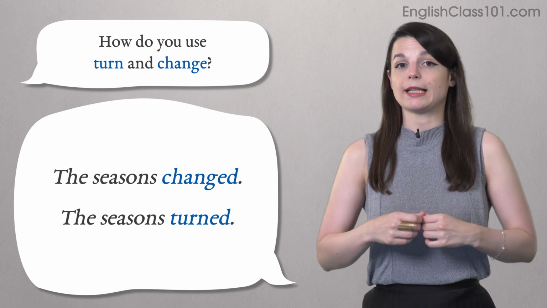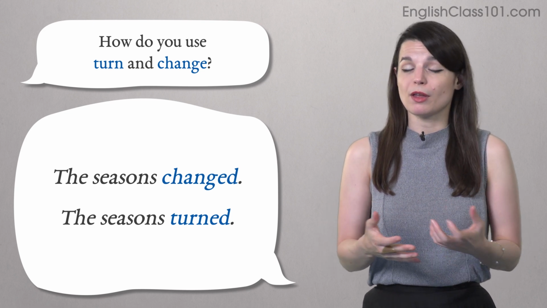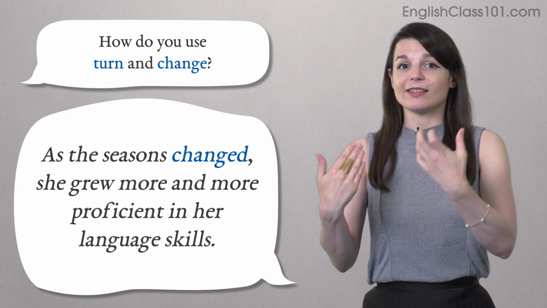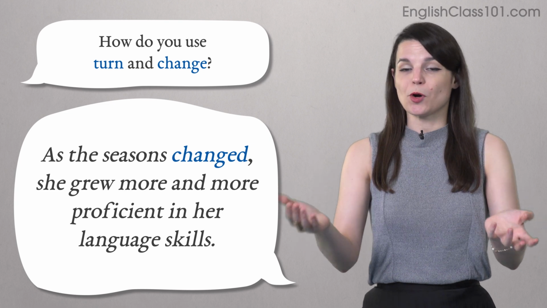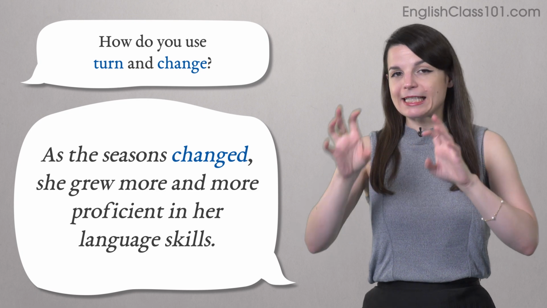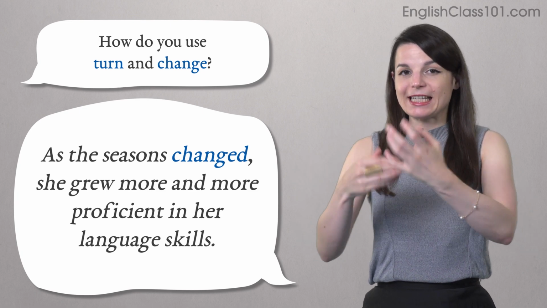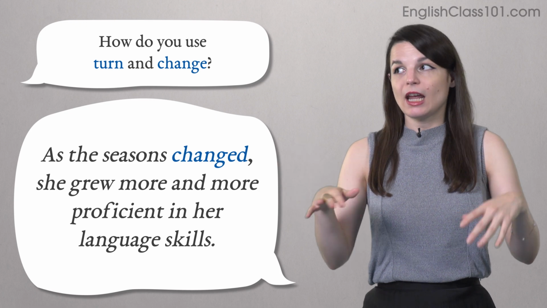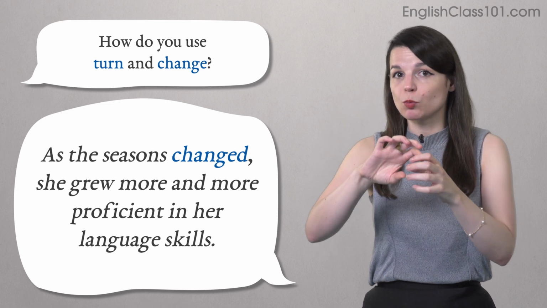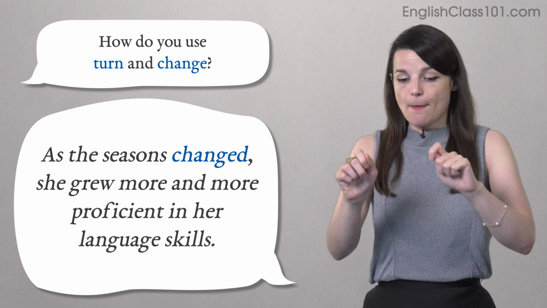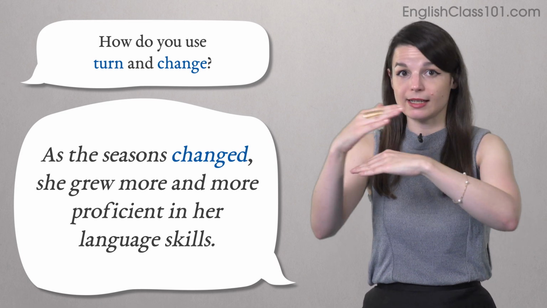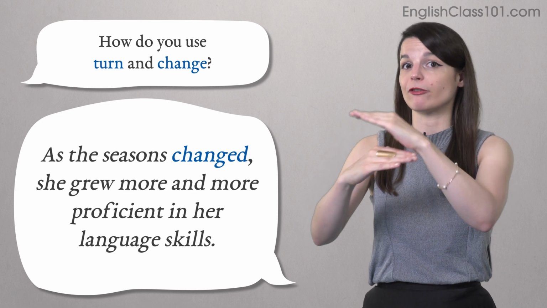Regarding your season-related example, actually we use both, and the difference is kind of subtle. So we can say, as the seasons changed, she grew more and more proficient in her language skills, or something like that. So when we say as the seasons changed over time, it has the feeling of many different seasons happening, not just one season going to the next season, but as the seasons, plural, changed, it sounds like there's a lot of seasons going in succession, going quickly one after another.